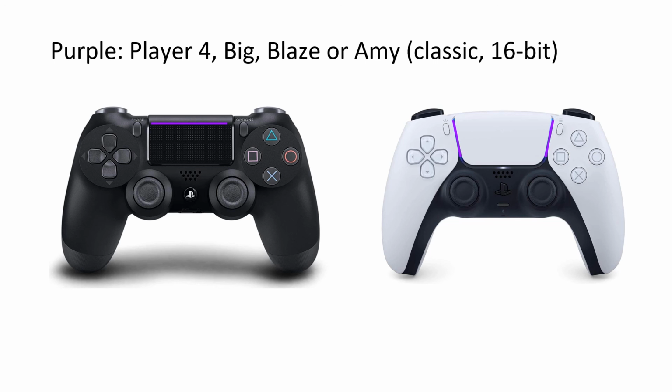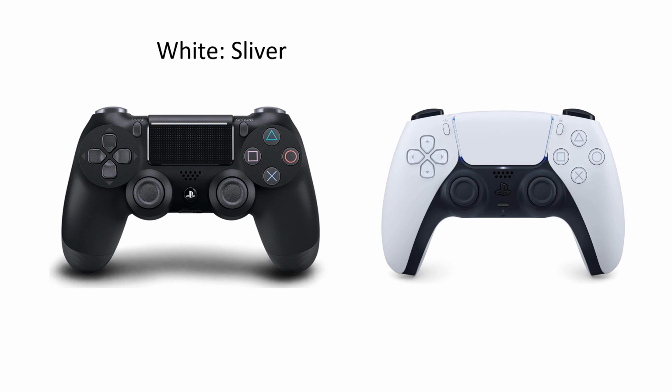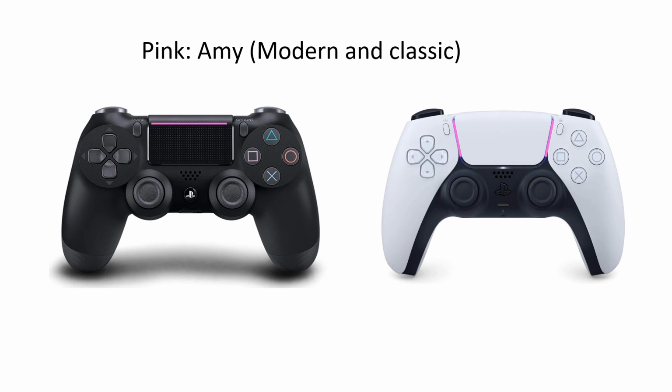The purple light on your controller means that you are player 4, but this can also mean that you're playing as Big or Blaze. Both are cats. The white light may mean that you are playing as Silver. The green light means that you are player 3, or you are Victor. The orange light means that you are playing as Cream the Rabbit, plus her partner, Cheese the Chao. And the pink light means that you are playing as Amy. It doesn't matter if you're playing as Modern Amy or Classic Amy. The pink light will always come on, as long as it's in a 3D environment.